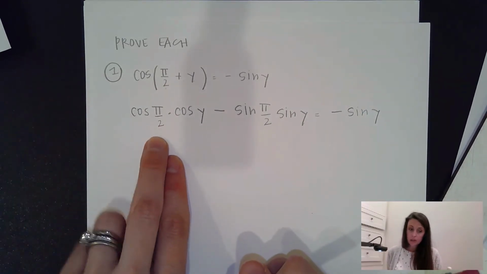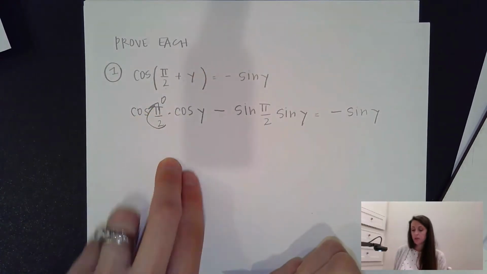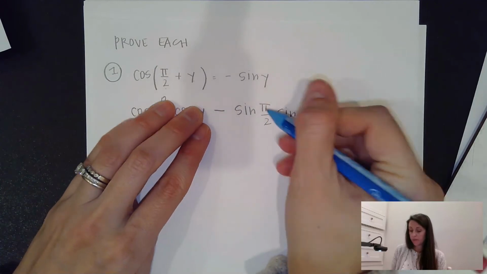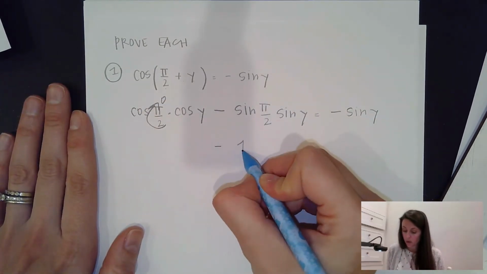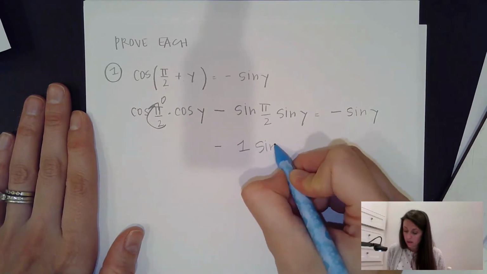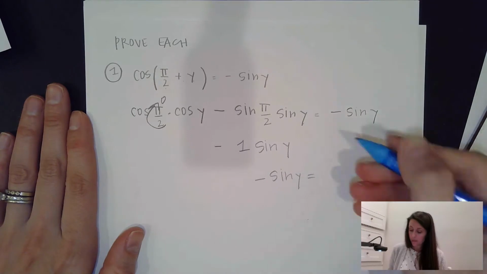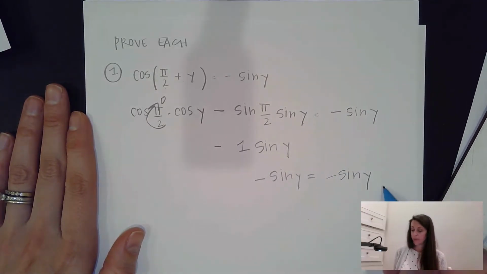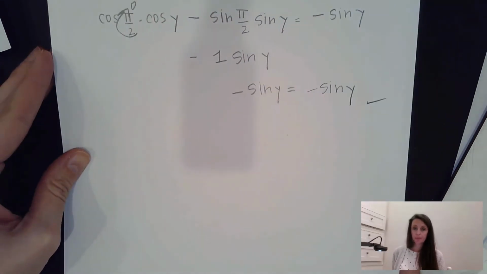So cosine of pi over 2 is, from the unit circle, 0. So basically 0 times cosine of y is 0. And then sine of pi over 2 is a 1. So this will be a negative sine y. And that's what we are looking for. So there we go. We showed that that one is true.